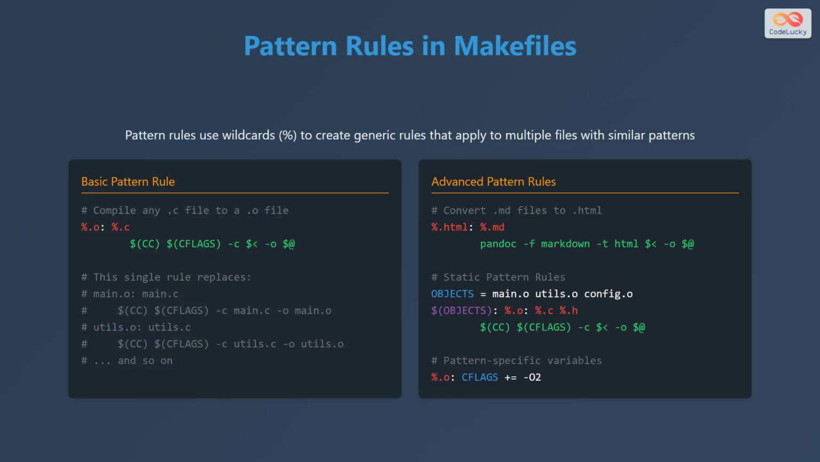Pattern rules are used to create generic rules that apply to multiple files that follow a similar pattern. Pattern rules use the percent sign as a wildcard. For example, the pattern %.o: %.c tells Make how to create a .o file from a corresponding .c file. This significantly reduces the need to write explicit rules for each file. Using static pattern rules, you can apply a pattern rule to a specific list of files. You can also define pattern-specific variables, allowing for greater customization.